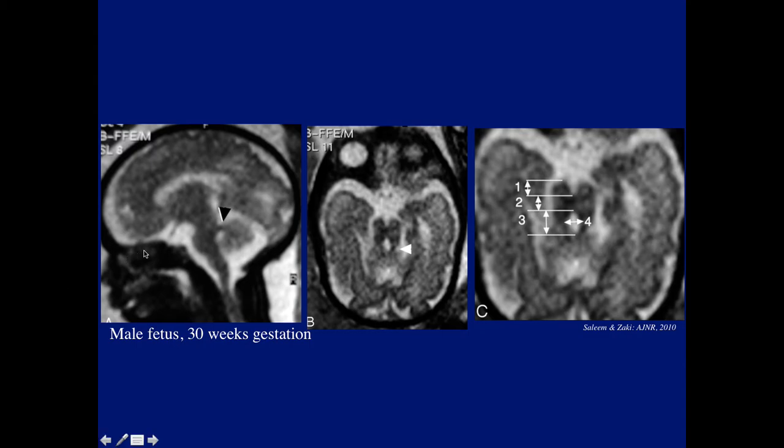And again, showing the horizontally directed superior cerebellar peduncles in two planes. And we see the narrow isthmus here, which is the same size as the interpeduncular cistern, which usually should be much larger.